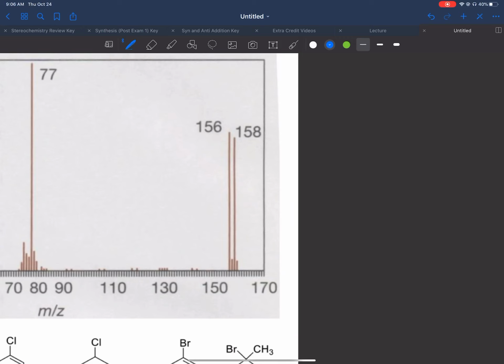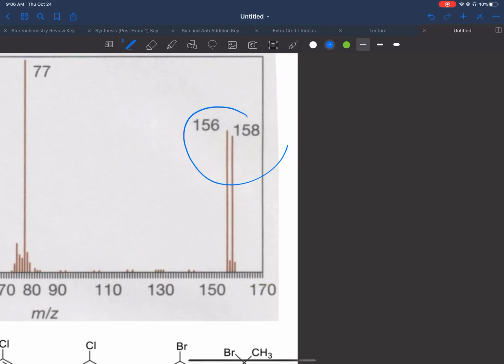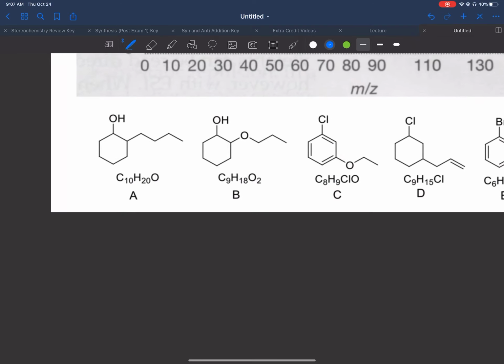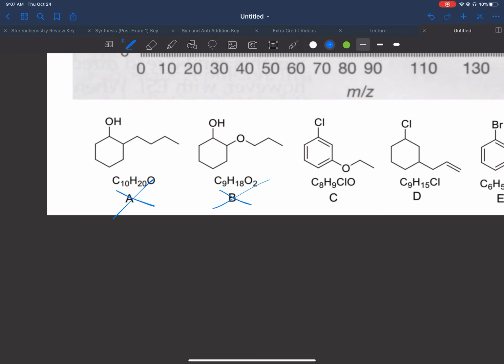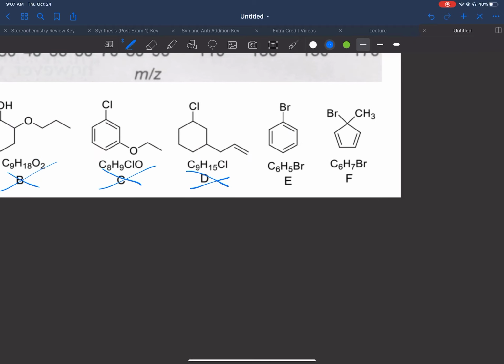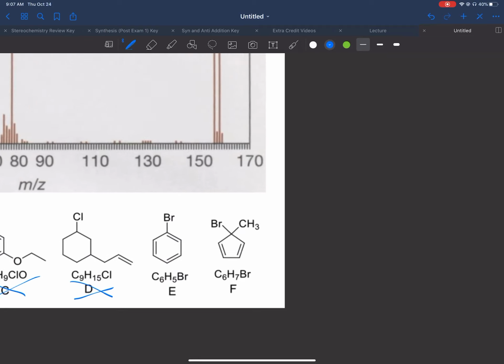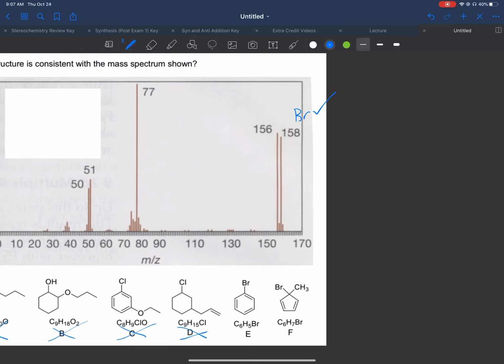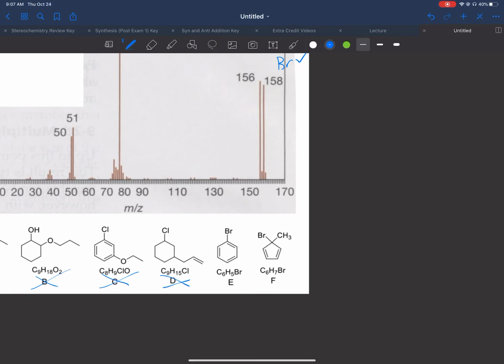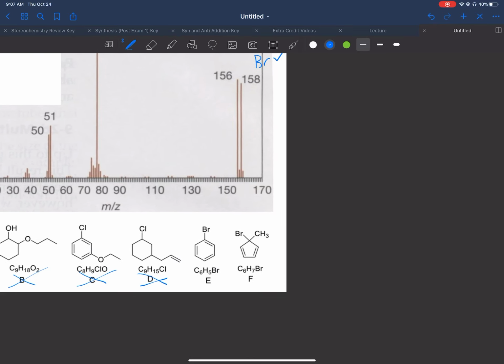If you see over here on the right, I have these 2 peaks, a mass difference of 2 apart, roughly 50-50 in height. Instantly, we should be thinking we have a bromine. So we can eliminate anything without a bromine. Now we're down to E and F. So again, similar to IR, usually you can eliminate everything down to 2 choices for mass spec. It's asking you again for the original structure. We're going to have to do a little bit of math.